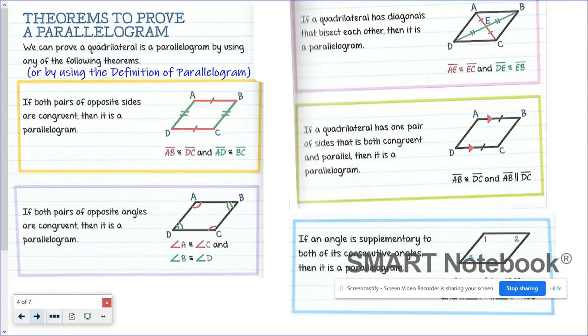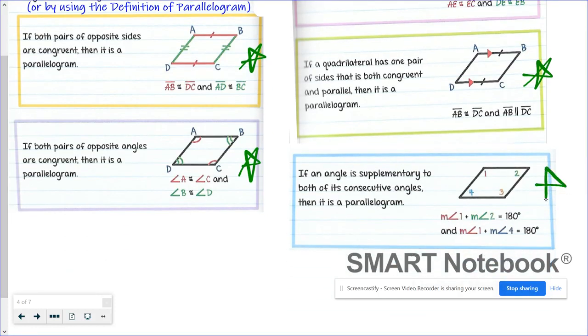Okay, and so those are the ways that you can prove a quadrilateral is a parallelogram. So you can use the definition where both pairs of opposite sides are parallel. You could prove that both pairs of opposite sides are congruent, or that both pairs of opposite angles are congruent, that the diagonals bisect each other, that one pair of opposite sides are parallel and congruent, or that an angle is supplementary to both of its consecutive angles. If you can do any of these things, you can prove a quadrilateral is a parallelogram.